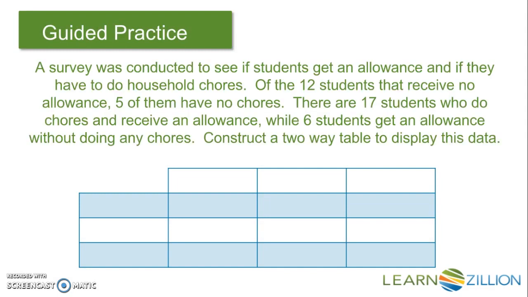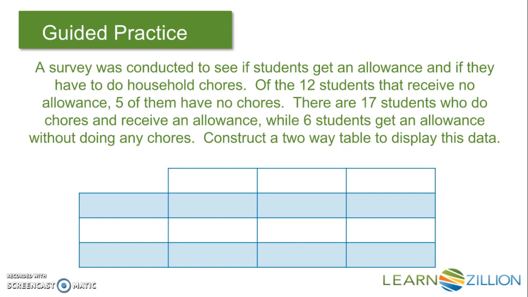So guided practice. A survey was conducted to see if students get an allowance and if they have to do household chores. Of the 12 students that received no allowance, 5 of them have no chores. There are 17 students who do chores and receive an allowance, while 6 students get an allowance without doing any chores. Construct a two-way table to display this data.